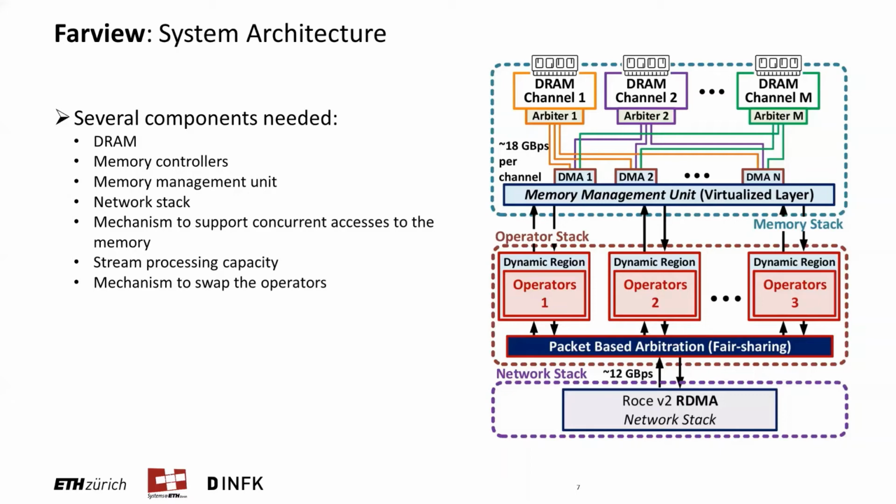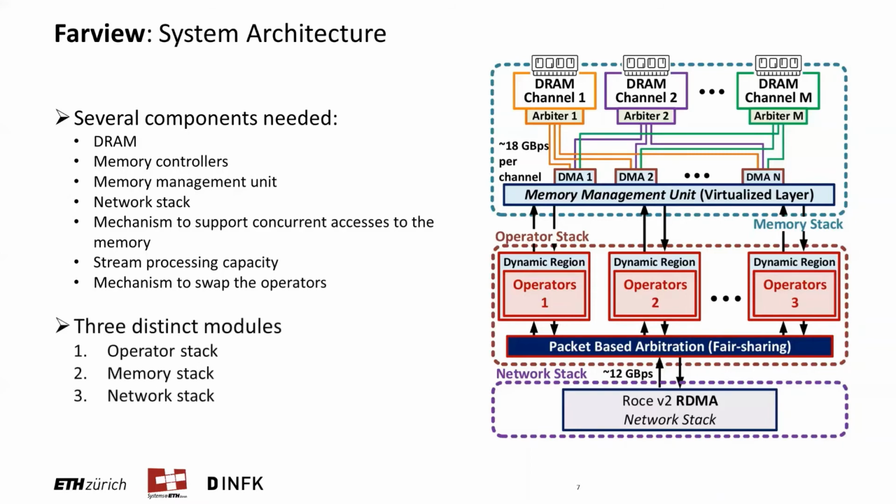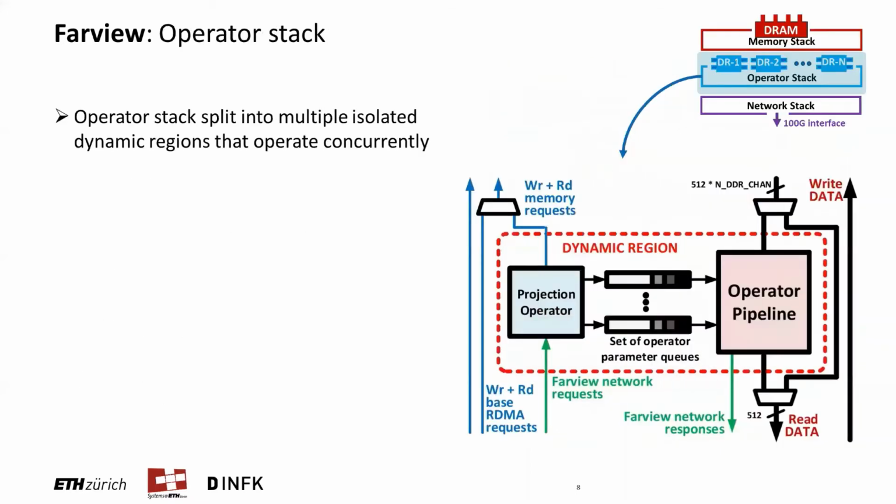For these reasons, Farview is implemented on a modern FPGA data center card, and the architecture is organized around three distinct modules: the operator, the memory, and the network stacks. These stacks are connected via high-performance buses, so there are no additional bottlenecks being introduced along the way. Now, to deploy operators that can process the data, the operator stack is divided into multiple isolated dynamic regions that operate concurrently.